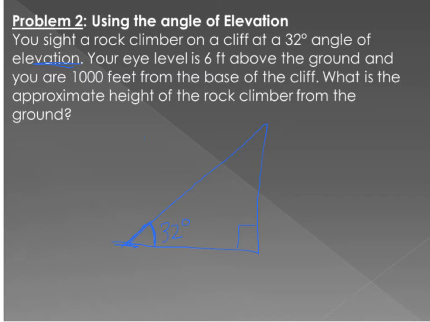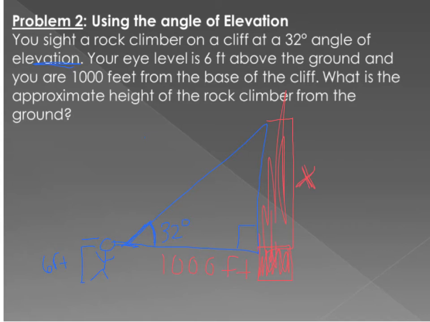Your eye level is 6 feet above the ground. So if this is you standing here, this is saying that from your eyes to your feet is 6 feet. And you are 1,000 feet from the base of the cliff. So if this is the cliff, this is where the cliff is at. This is 1,000 feet. What is the approximate height the climber is from the ground? It's asking basically, what is the height of the cliff? And actually in my picture, I should draw this cliff a little bit further because it doesn't start in mid-air. So I'm asking, what is x?